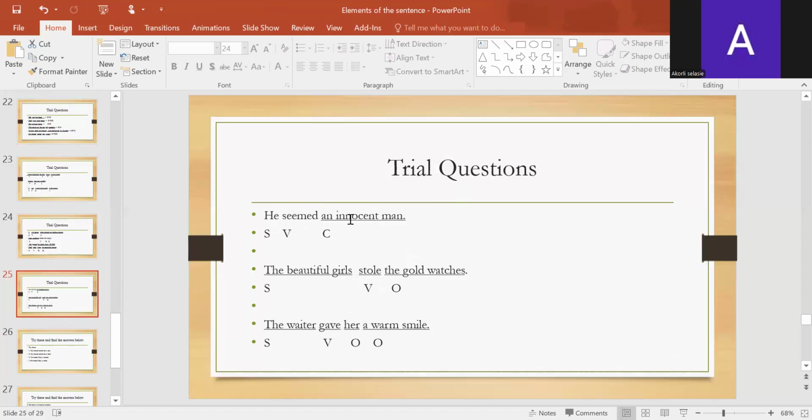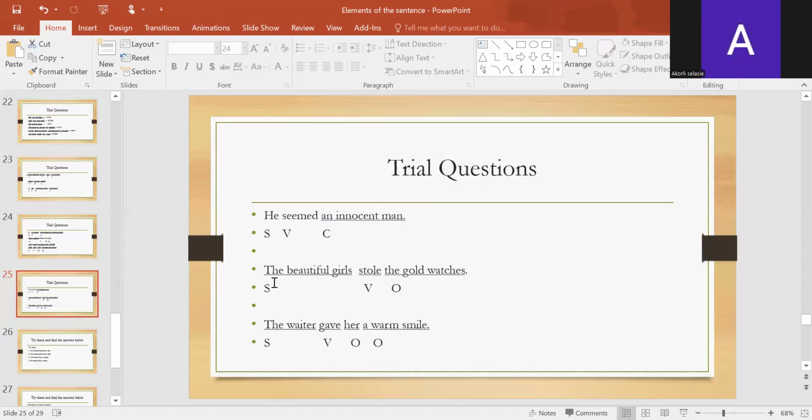So here, an innocent man is not an object because this category of verbs don't take object. Maybe what you can do is quickly go online and look for linking verbs and the category of verbs which qualify as linking verbs. Just in a flash, you can get a lot of them. But this structure doesn't look like, let's say, he beat an innocent man. No, this category of verb is not an action verb which takes an object. He seemed an innocent man, like he is an innocent man.